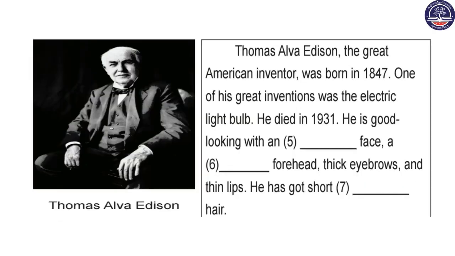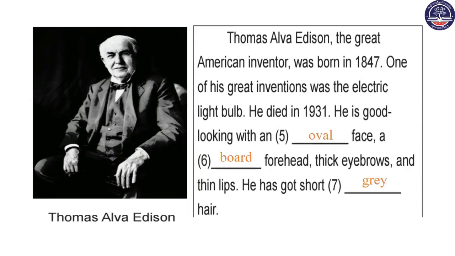Thomas Alva Edison, the great American inventor, was born in 1847. One of his great inventions was the electric light bulb. He died in 1931. He is good-looking with a blank face, a blank forehead, thick eyebrows and thin lips. He has got short blonde hair. Okay, now read it again and complete the text first. Well, let's check the answer.